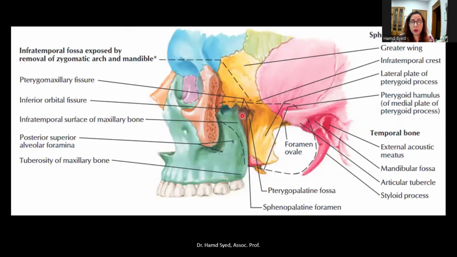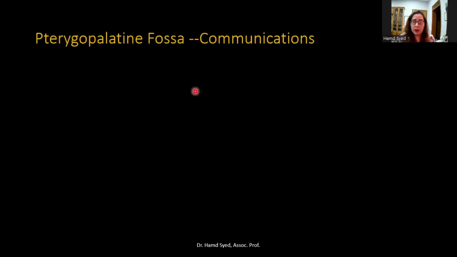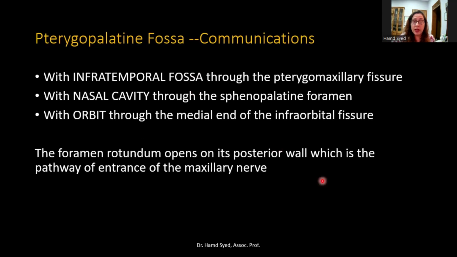This here is the one which I told you is the communication with the nasal cavity through the sphenopalatine foramen, which is present in the medial wall of the pterygopalatine fossa. Then this here is the communication through the pterygomaxillary fissure with this larger space, the infratemporal fossa. And the third communication is through the inferior orbital fissure, or to be more specific, the medial end of the inferior orbital fissure, with this space, which is the orbit. So these are the three main communications of the pterygopalatine fossa. Also keep in mind that the foramen rotundum is an opening present in the posterior wall of this fossa, and it is the pathway of entrance of the important maxillary nerve.